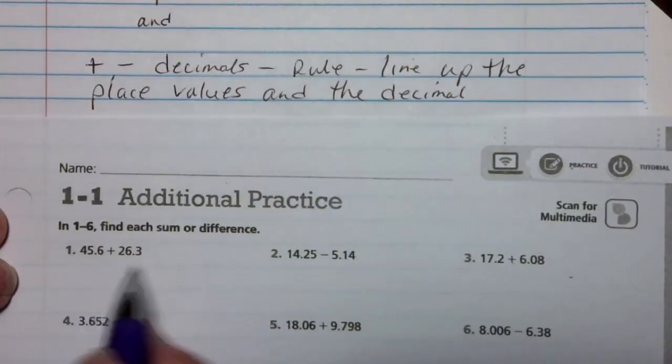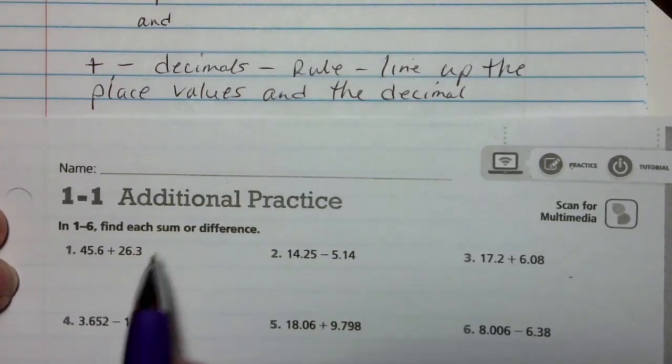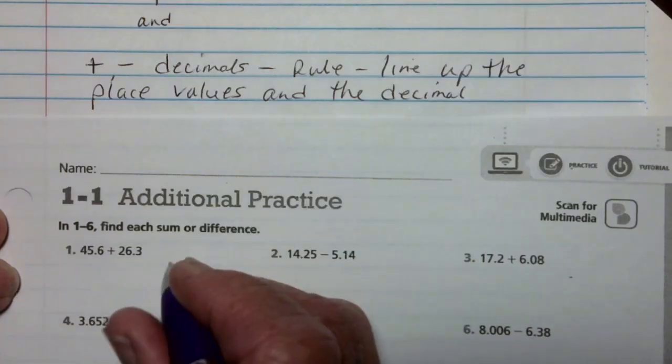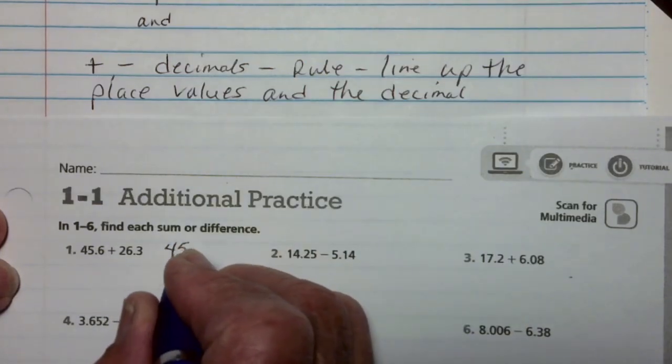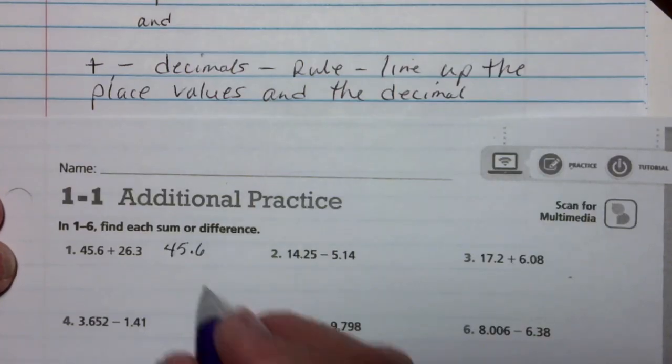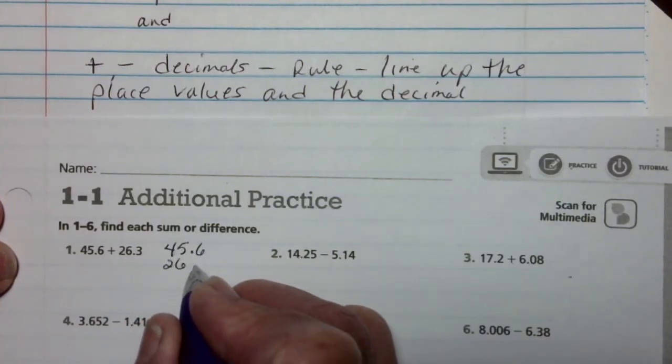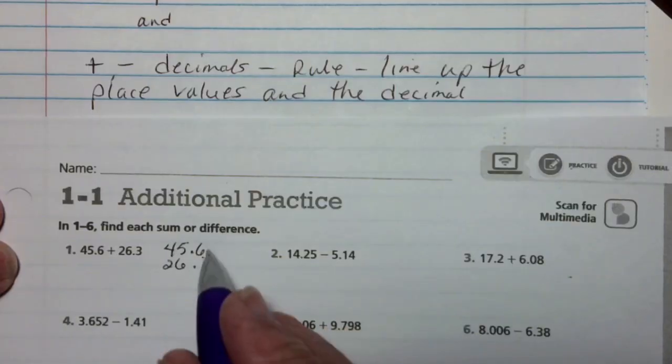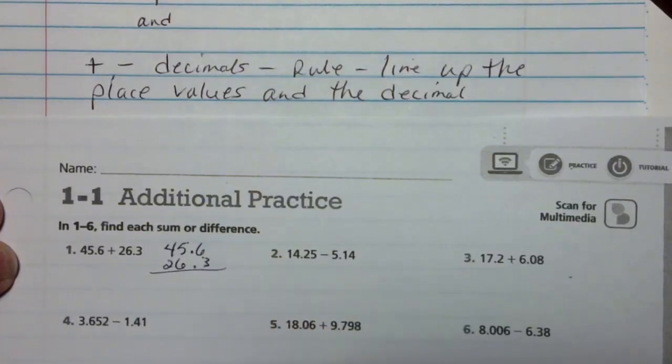Now right out here to the side, we're going to write this in vertical where we can line it up. 45 and 6/10. We're going to practice reading them while we're writing them down. And then 26 and 3/10. The 6 and the 3 have to be underneath each other. The decimals have to be lined up. The 1s and the 10s have to be lined up. Then we start over on the right-hand side adding numbers.